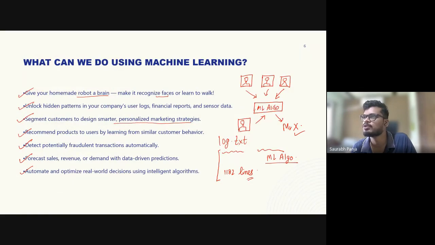Okay, what can we do using machine learning? Give your homemade robot a brain, make it recognize faces, learn to walk, okay? Unlock hidden patterns in your company's user logs, financial reports, and sensor data. So this is where it happens. I'll give you a real-time example.